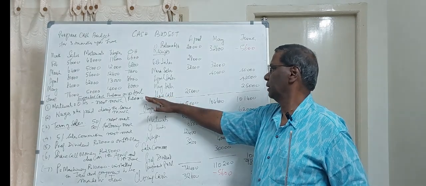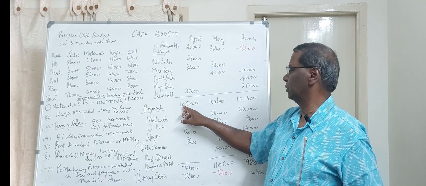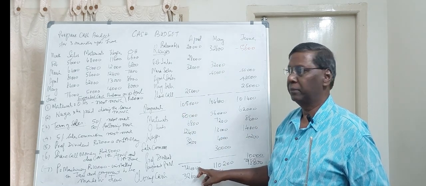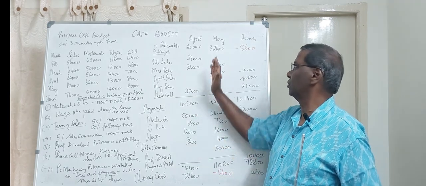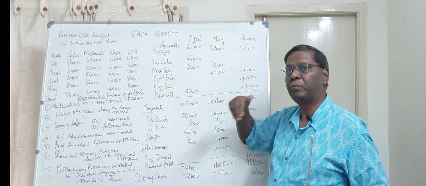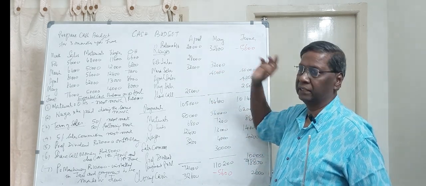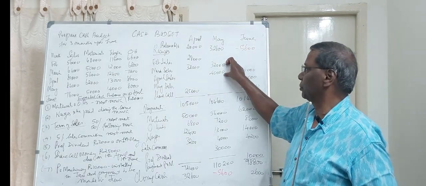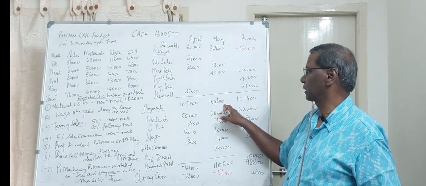This is payment, this is receipt. Receipt is 1,05,000, payment is 72,500. So there is a gap, so it is a surplus of 32,600. The closing balance of April will become the opening balance of the next month, as I already told you. This we have already put, so the total receipt is 1,04,600.